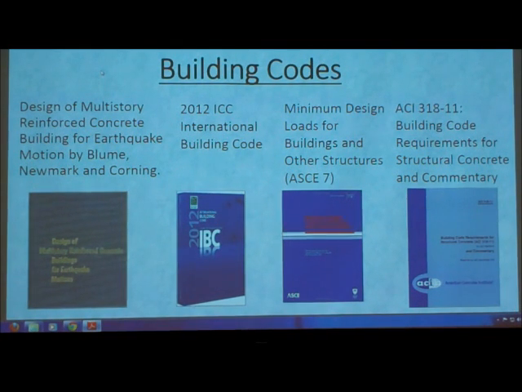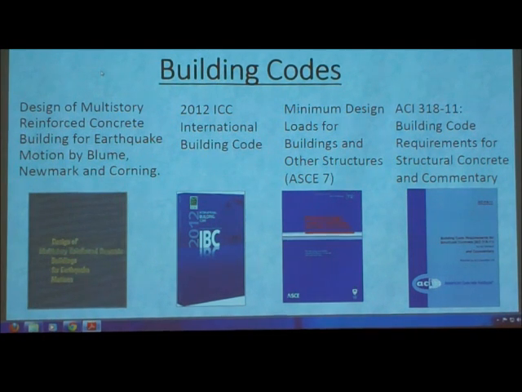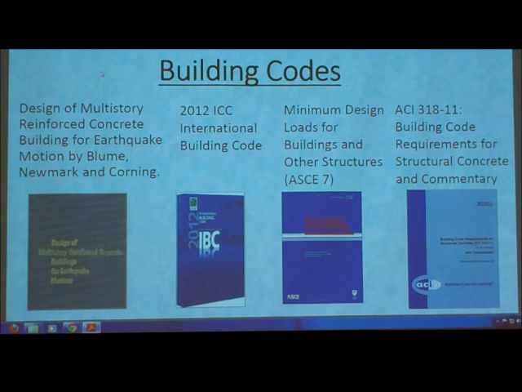Building codes. The one to your left, Design of Multi-Story Reinforced Concrete Buildings for Earthquake Motion by Blume, Newmark, and Corning, was the pioneer work on earthquake design in 1960. It was created by the Portland Cement Association, and it was the first case to actually analyze how you go about designing a building for earthquakes. And they analyzed it from a scientific approach.